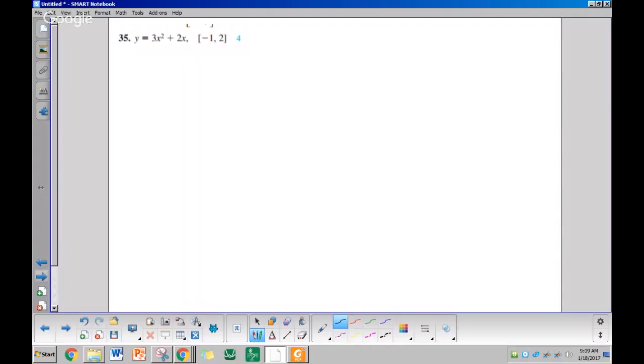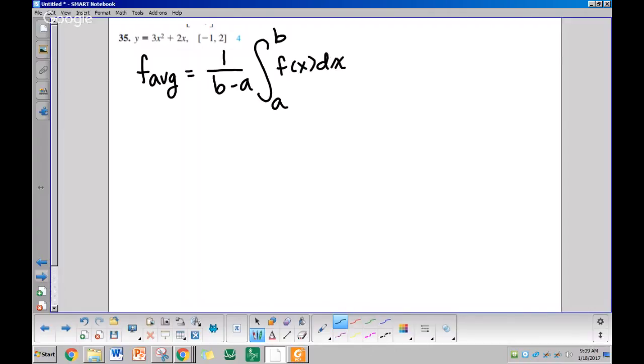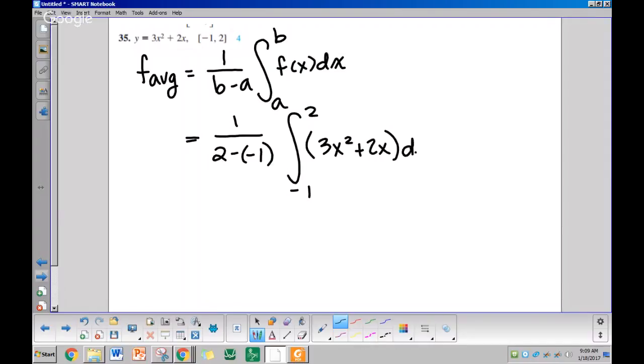Number 35, average value, any questions? The average value is equal to 1 over b minus a times the integral from a to b of f of x dx. Now, I'm doing this repeatedly so that we don't forget. It's very important, it's fundamental. So this is 1 over 2 minus negative 1 times the integral from negative 1 to 2 of 3x squared plus 2x dx.